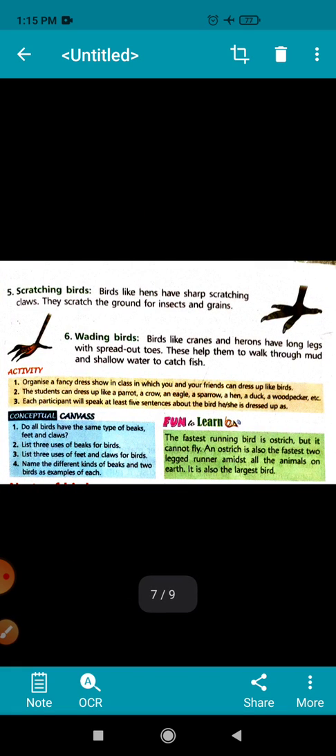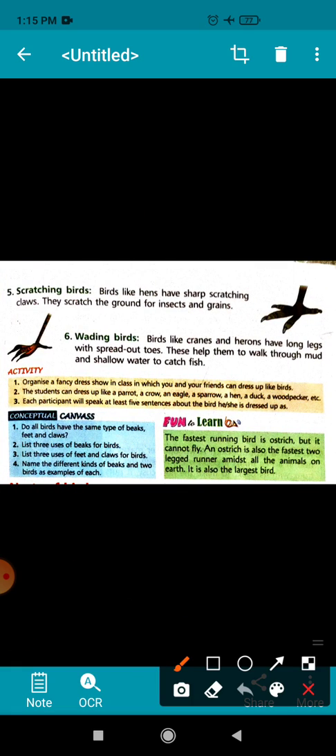Children, these birds have 3 long toes in front and 1 short toe at the back. Each toe has a sharp horny claw that helps them to scratch the ground to search for seeds, insects and grain.